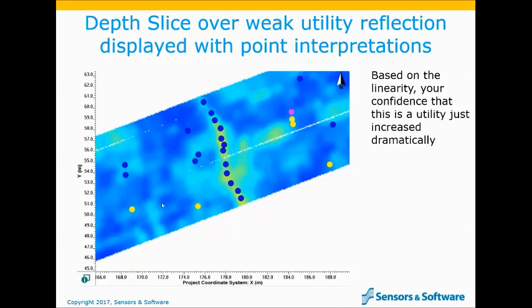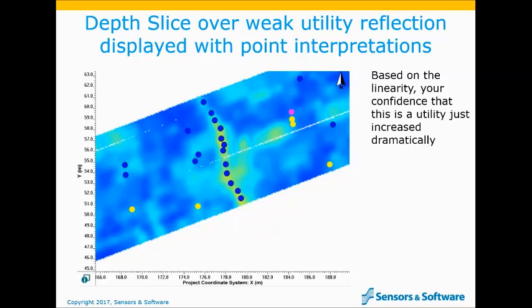And in the end, you look at it in map view, and you're going to see a series of point objects, like we have here, these random one-point objects in here. And then here we see a series of hyperbolas that all line up. And our confidence just increased dramatically to say, yes, there's a linear object running through the area. There's my utility, or there's the foundation wall I'm looking for, or whatever it is your target is.